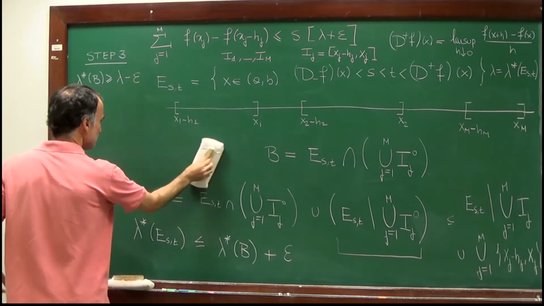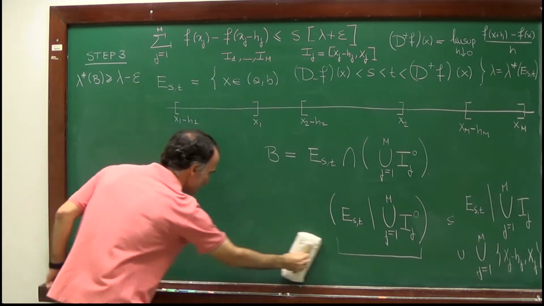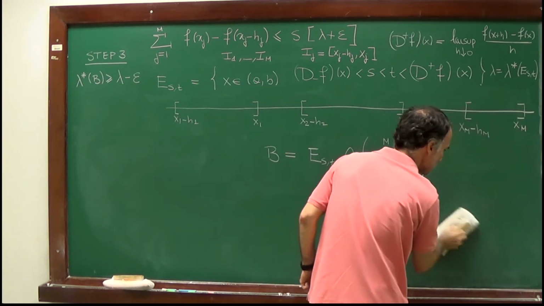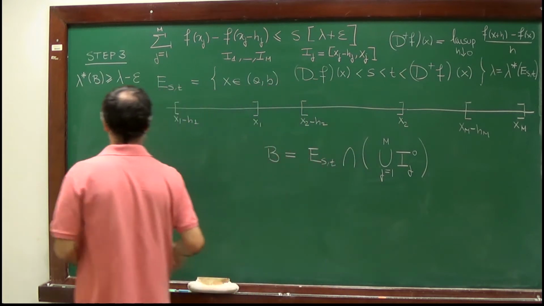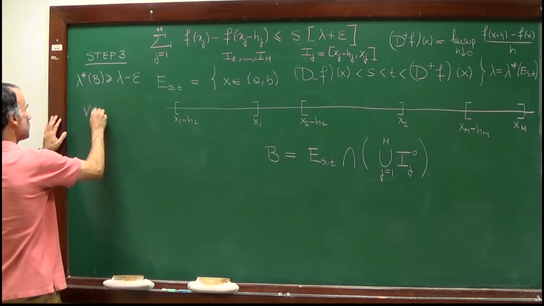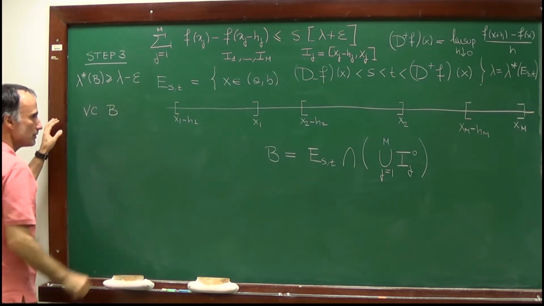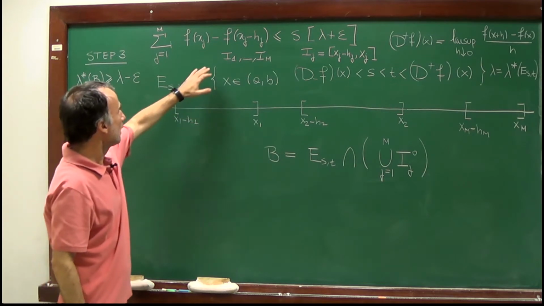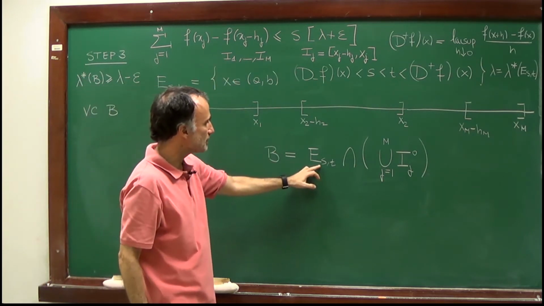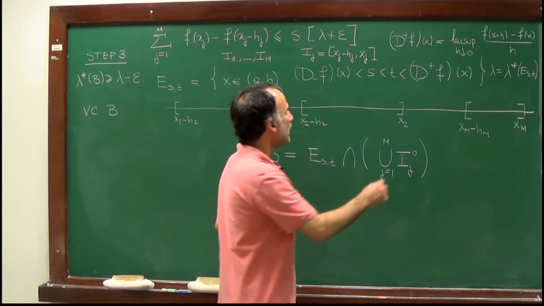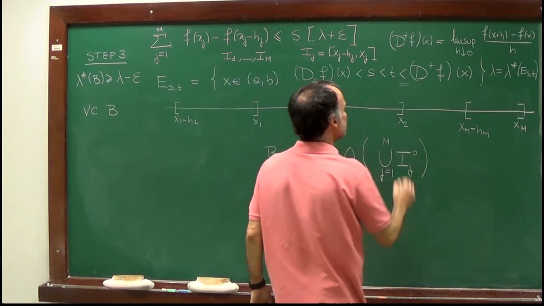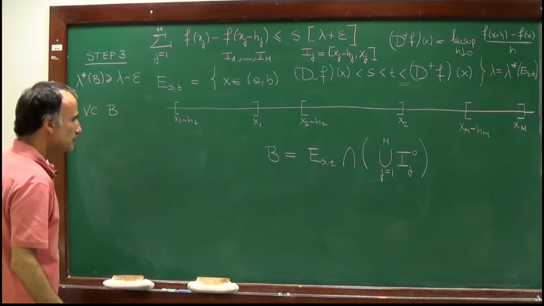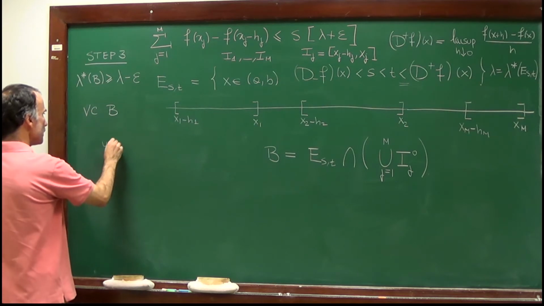So let me erase this argument. And now let me construct a Vitali covering of my set B. The way I will do that is exactly the same way in which I obtained a Vitali covering of my set E_st, but now I'm going to use that inequality instead of the first one. So let's take a point y in B.